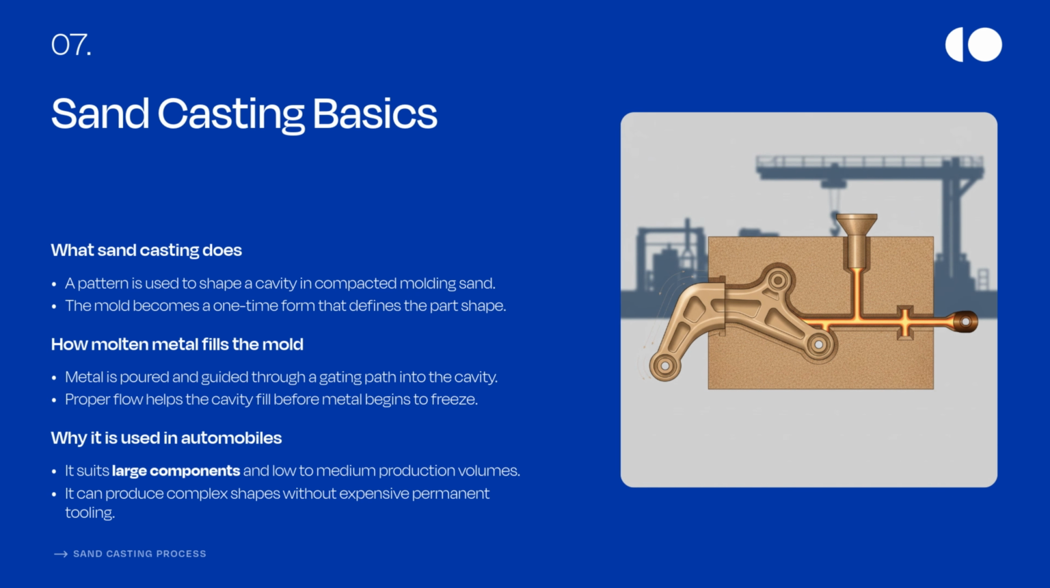How does molten metal fill the mold? The metal is poured and guided through a gating path into the cavity. Proper flow helps the cavity fill before metal begins to freeze. Why is it used in automobiles? It suits large components and low to medium production volumes. It can produce complex shapes without expensive permanent tooling.